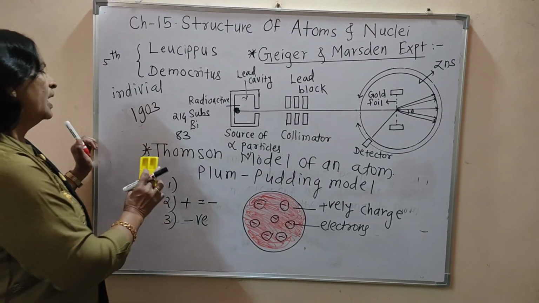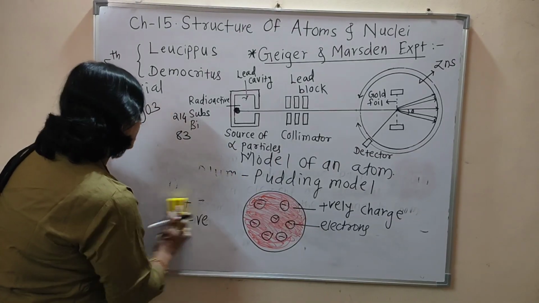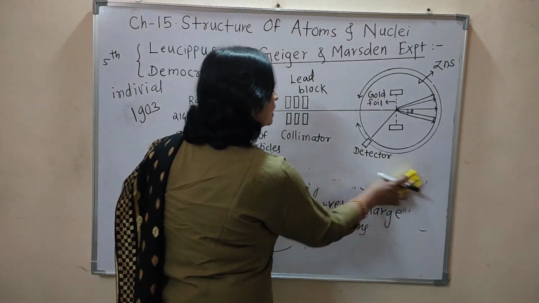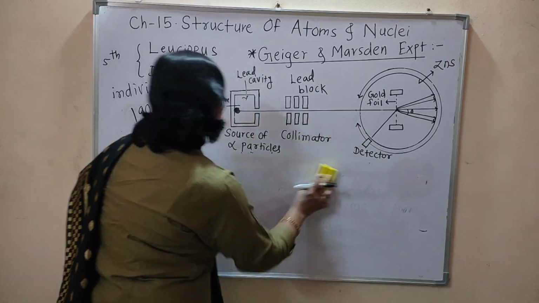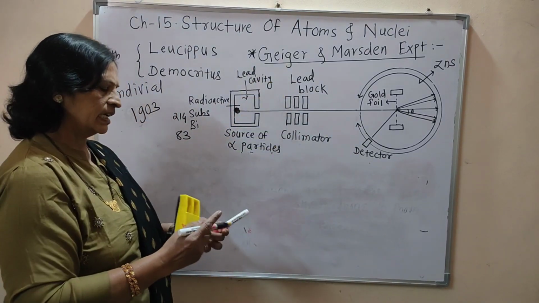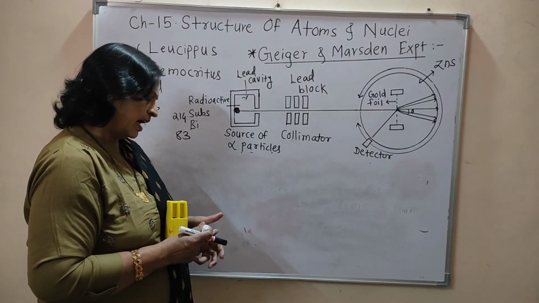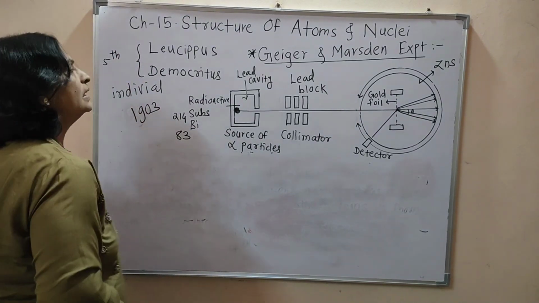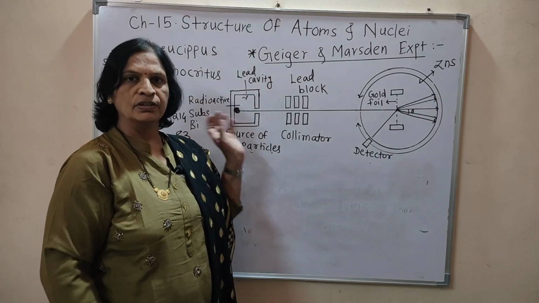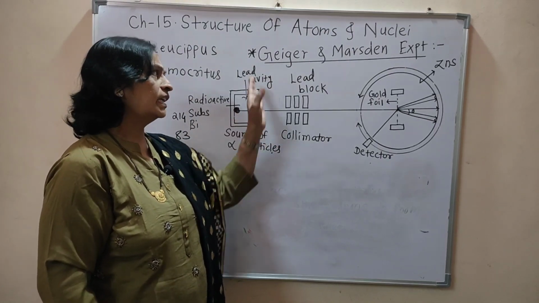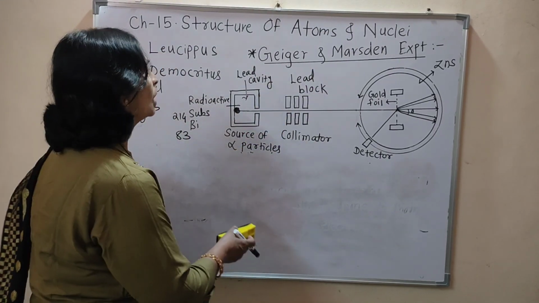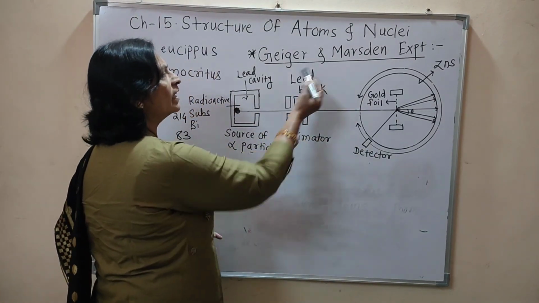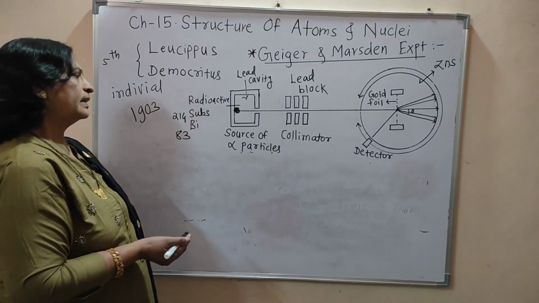Later on, Geiger and Marsden performed an experiment. And what is that experiment? This is the experimental setup of the Geiger and Marsden experiment. They are colleagues of Rutherford, or we can say they are the students of Rutherford.